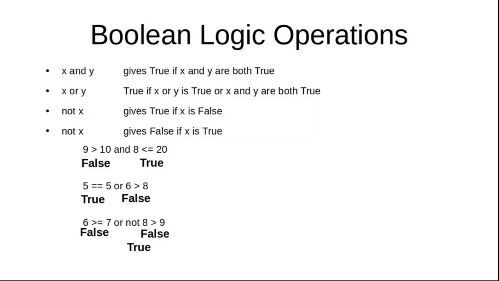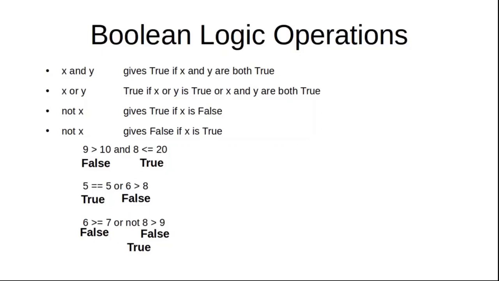For example, 9 is strictly greater than 10. It's false. And 8 is less than or equal to 20. It's true. As both expressions are not true, the result of this operation is false. 5 is equal to 5. It's true. Or 6 is greater than 8. It's false. True or false gives true.